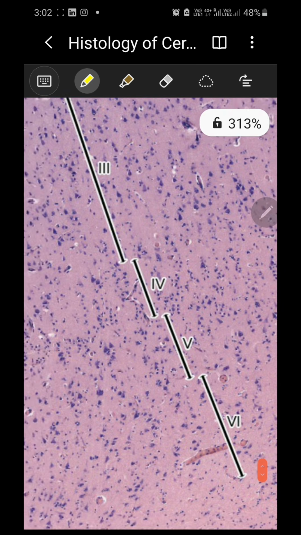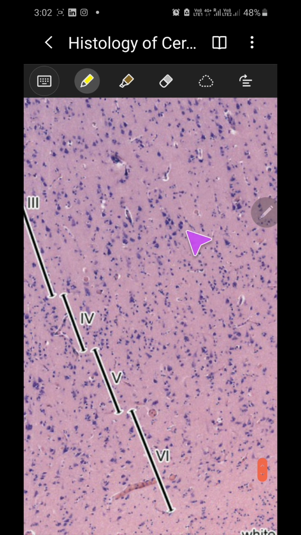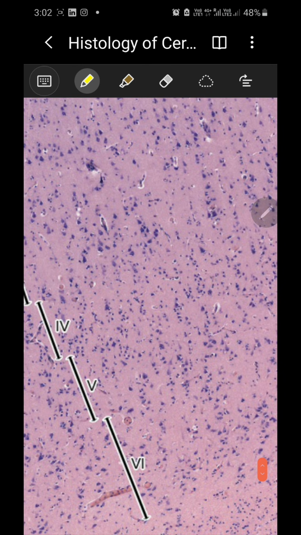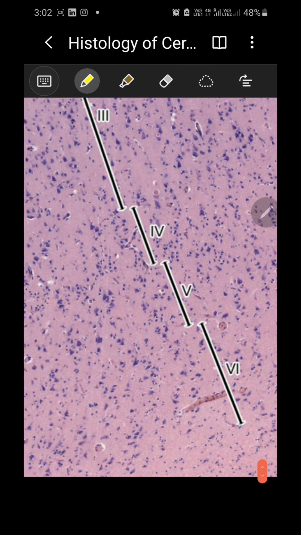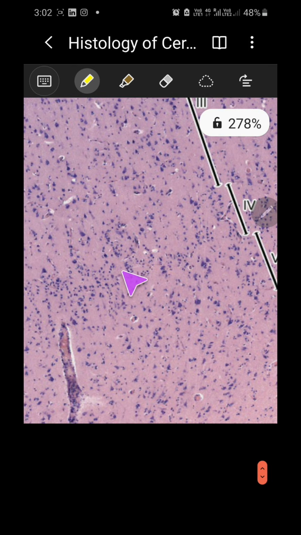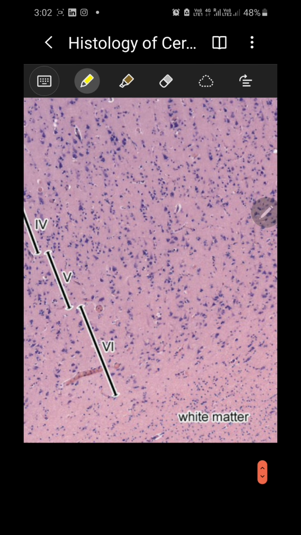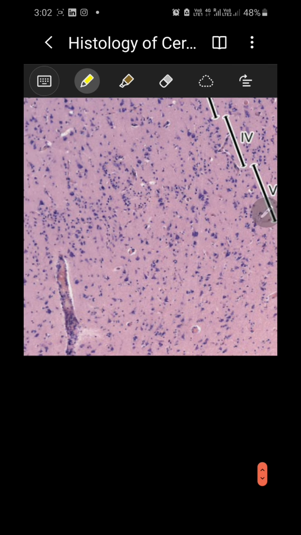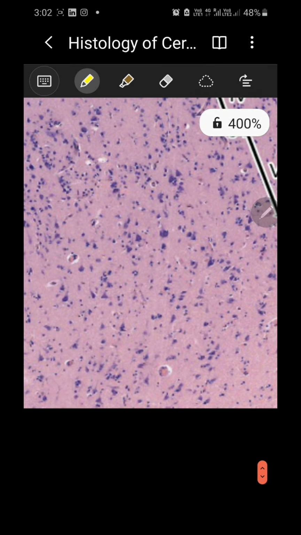They will be pyramidal cells. And the third layer again will have granulocytes. All these granulocytes, and in between you see these are planes for the nerve fibers. Number 4 is the inner granular cell layer, right?